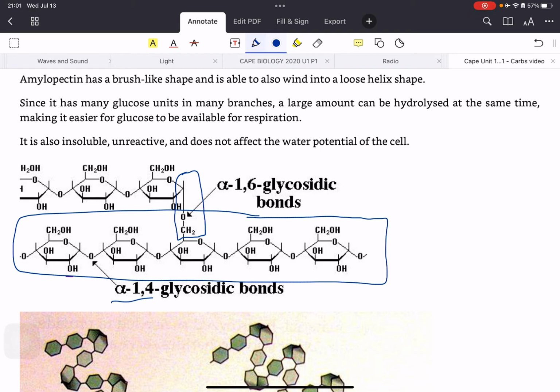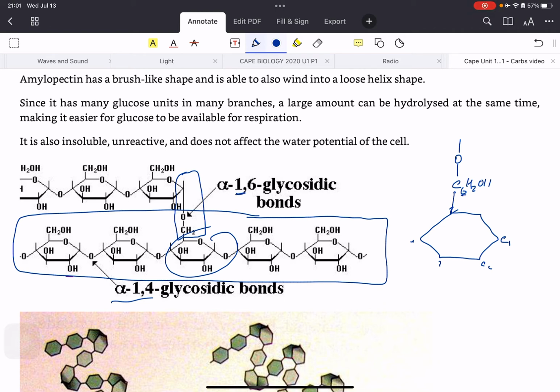Meaning, let me see if I could draw one here for you. So I'm just going to draw this over here, very, very quickly. So C1, C2, 3, 4, 5. So the branched one will be carbon 6. And you have a CH2OH here. And you're going to have a glycosidic bond, meaning you're just going to bind to oxygen. And of course, you're losing your water as usual. And it's an alpha 1,6 glycosidic bond.